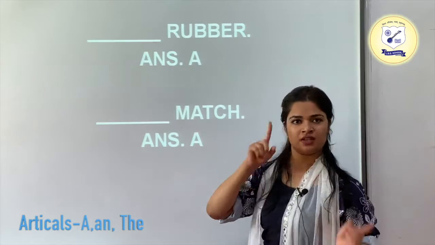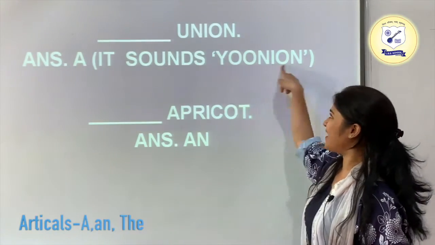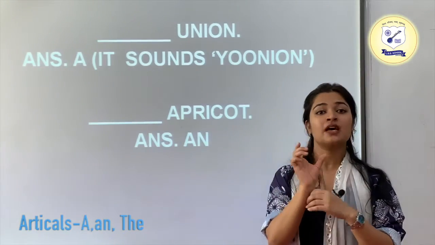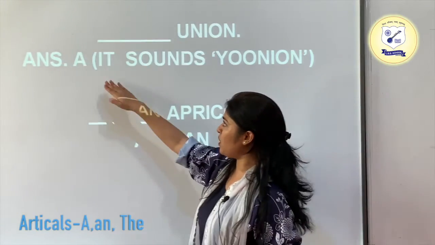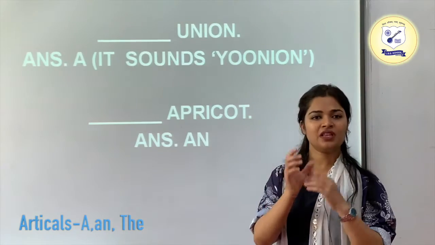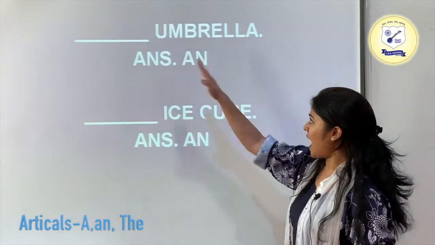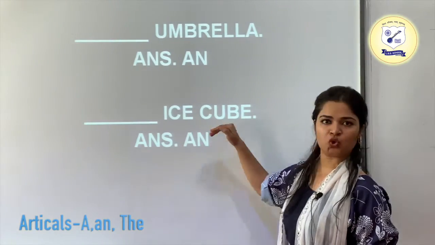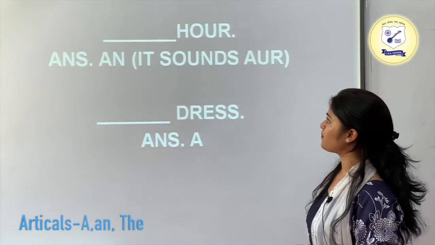A match. This begins with a consonant. Again, union, we have written the correct pronunciation of it, union. So here the pronunciation begins with a consonant sound, so what we use is a union. Similarly, this begins with a vowel, so it would be an apricot. An umbrella, since this is again a vowel. This is an ice cube. Again, this is a vowel, and they actually begin with vowel sounds.